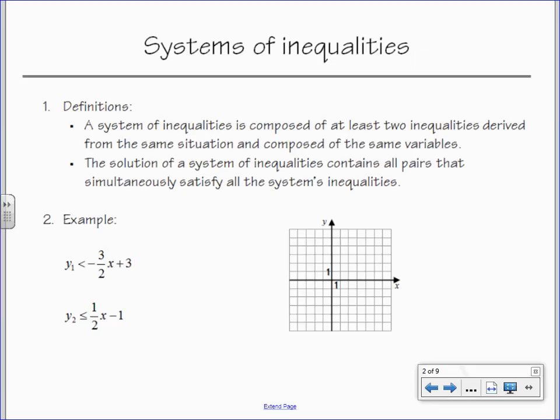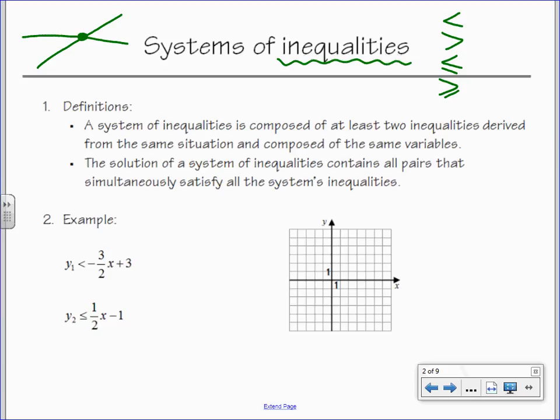So today we're going to talk about system of inequalities. We already saw what's an inequality. It's when we have smaller than, greater than, smaller or equal to, greater or equal to. We also saw system of equations. When we had a system of equations, we had a line and another line, and we had to find where they meet. That was a system of equations.